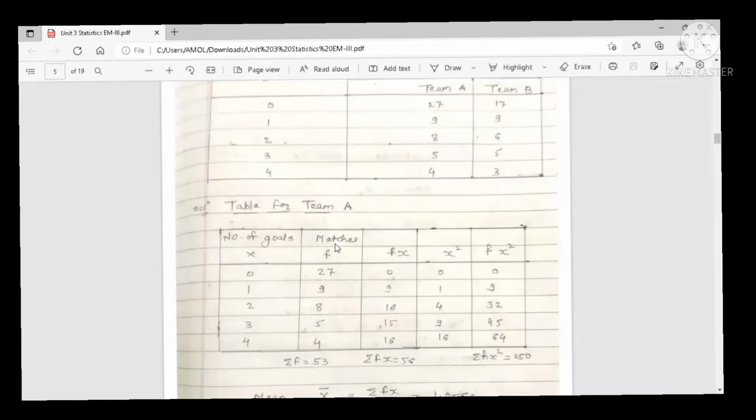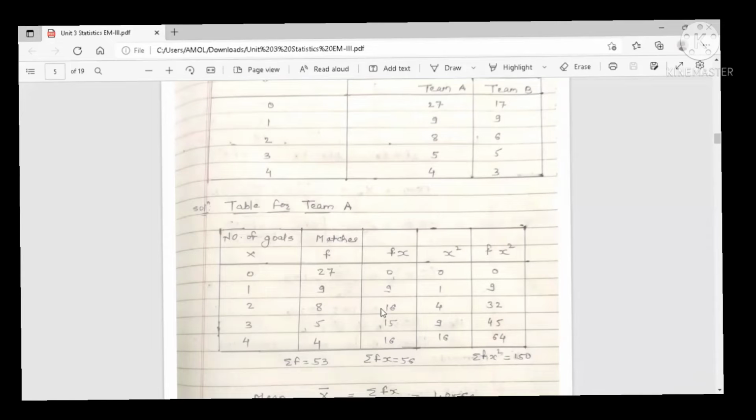The next column is the number of matches, meaning the frequencies, for team A. 0 goals were scored in 27 matches, 1 goal in 9 matches, 2 goals in 8 matches, 3 goals in 5 matches, and 4 goals in 4 matches. So 27, 9, 8, 5, 4 are the frequencies for the goals 0, 1, 2, 3, 4 respectively. The second column is the frequency, the number of matches.